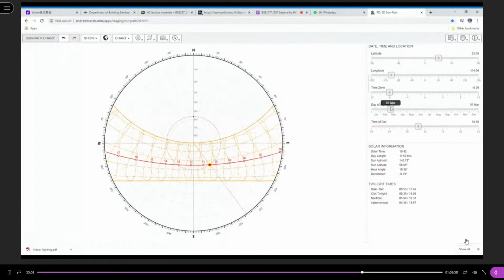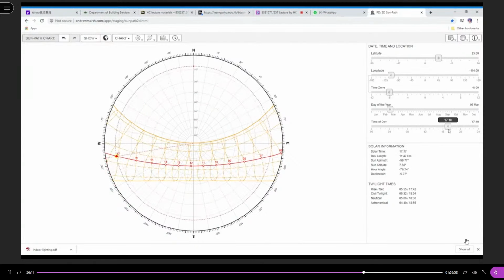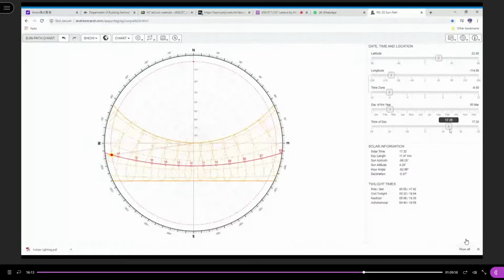So today is the 5th of March. Okay, so this is the sun path of today. And the time is now 5:30. Okay, 5:30 in the afternoon. It will be over here. Okay, so the sun will be setting very soon. Let me check. Okay, the sky is getting dark. Okay, so sunset is coming.